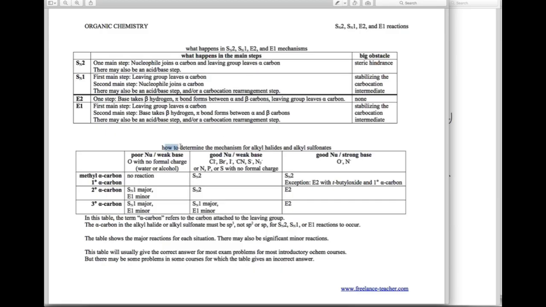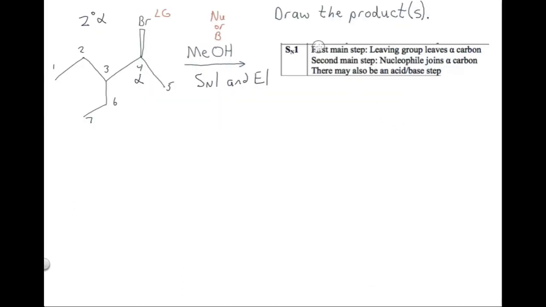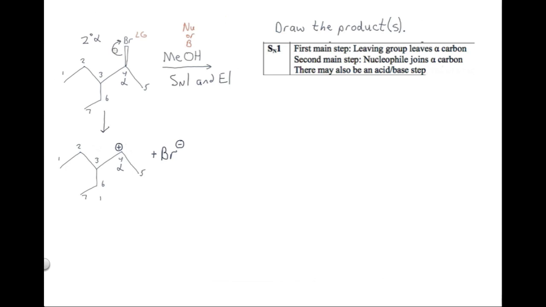Remember, this handout that contains the table also contains a summary of what happens in SN2, SN1, E2, and E1 mechanisms. So now we're going to have to review what happens in an SN1 mechanism. The first step for an SN1 mechanism is for the leaving group to leave the alpha carbon. Well, we know how to write the electron pushing arrow for that step. Now we draw the product of that step. This arrow tells us to break the bond between carbon 4 and the bromine.